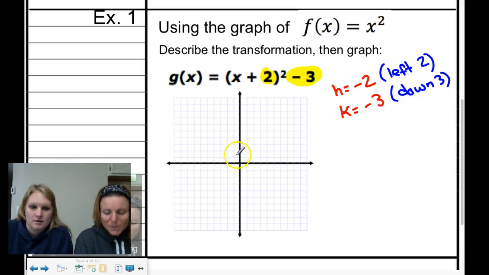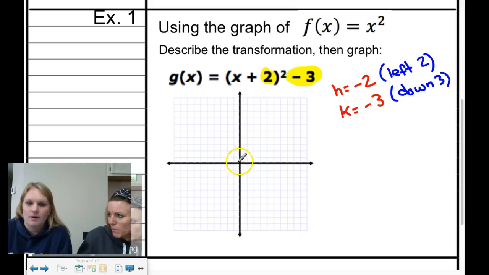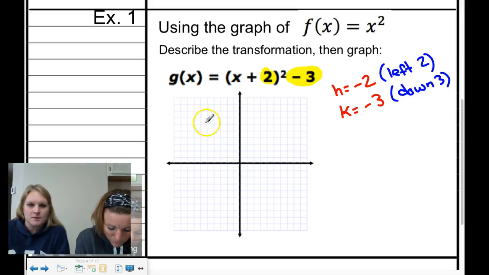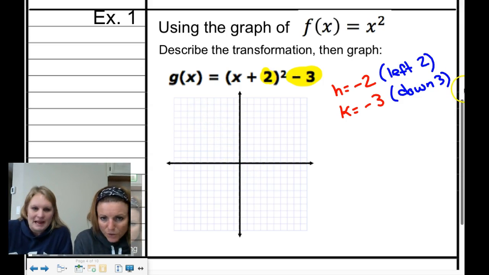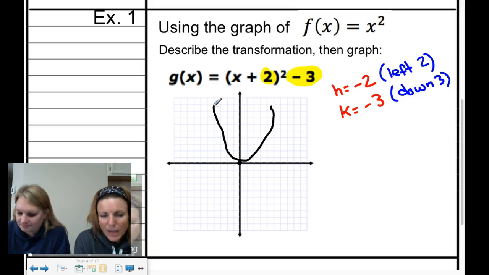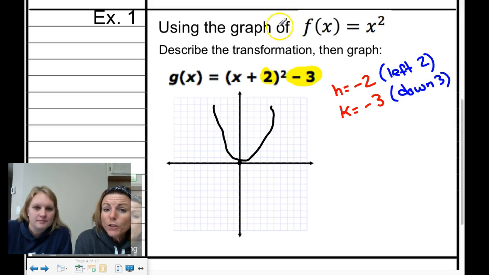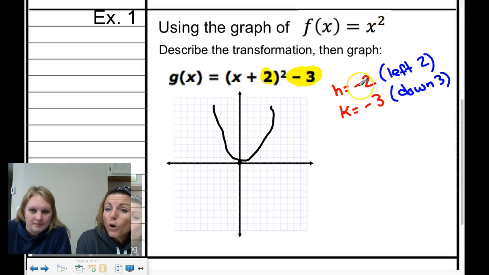So maybe for demonstration purposes on this first example, let's draw our parent function first. I will start it just in black at 0, 0, and you're just gonna make a U. It doesn't have to be perfect. It just has to kind of look like a U.